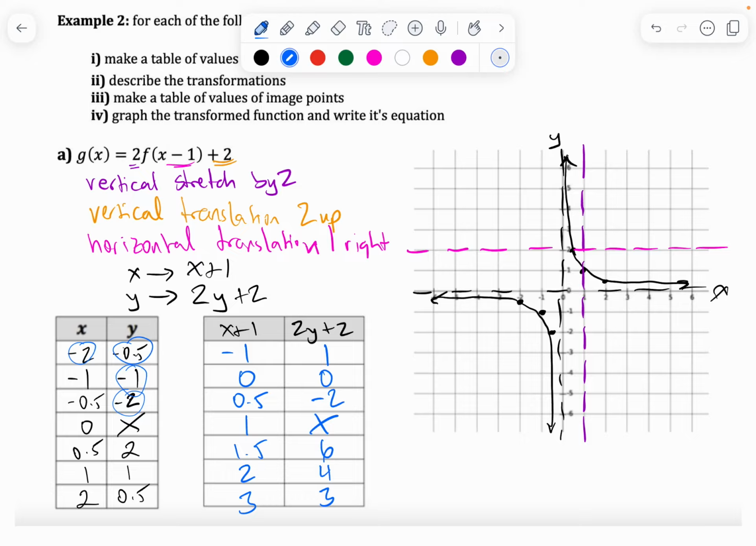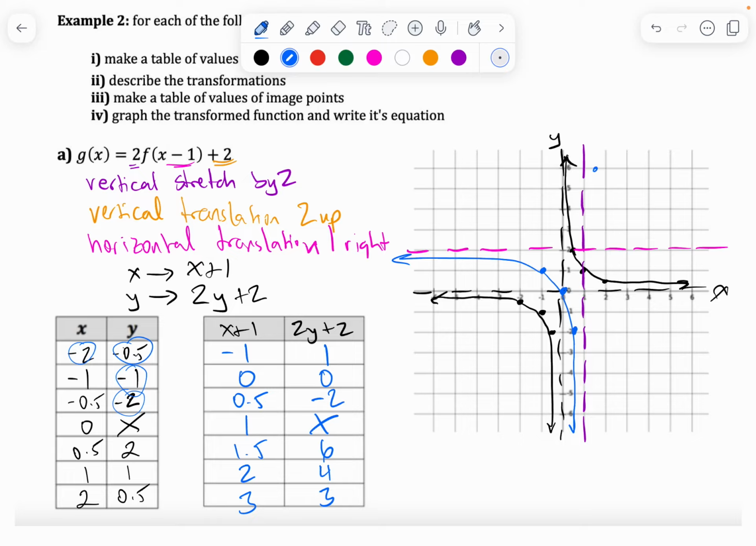So -1, 1. Point there. 0, 0. Point there. 0.5, -2. Okay, and then, because I have the asymptotes drawn, you see how I can see that it goes closer to there, and this is going to go closer to there. Okay? Let's do the other side.